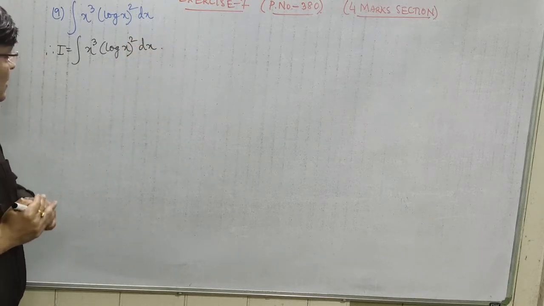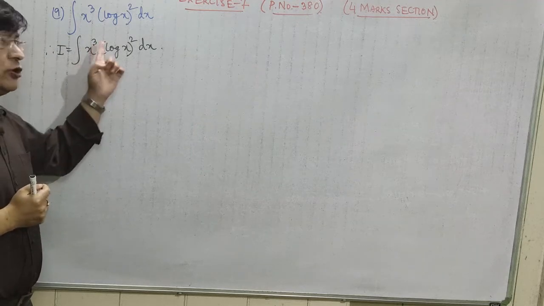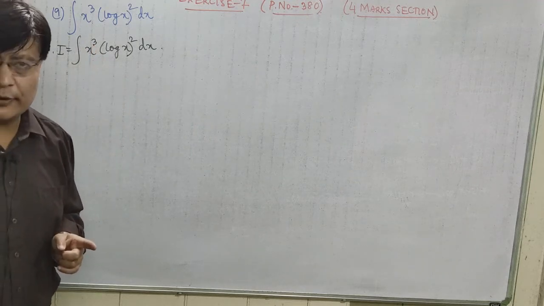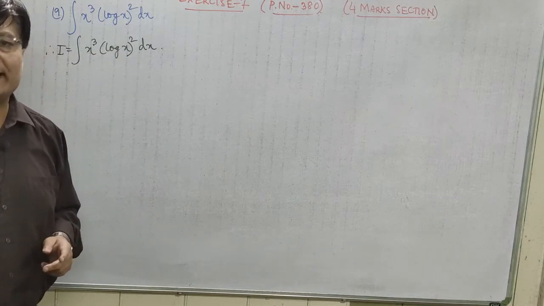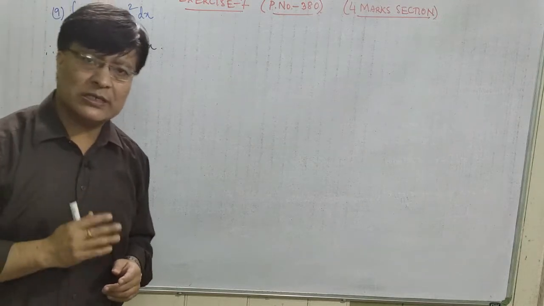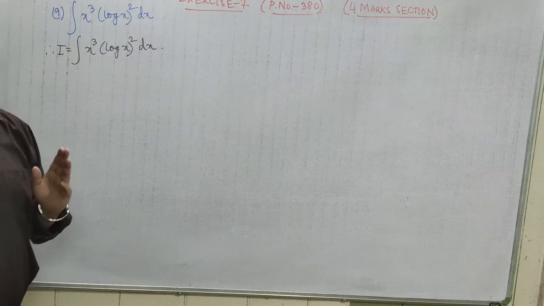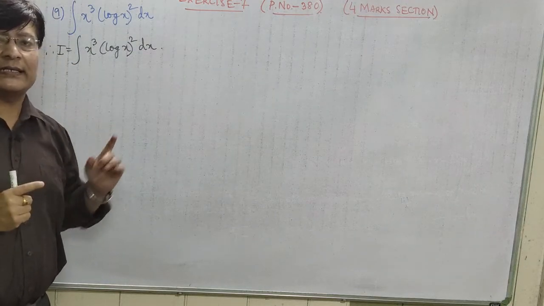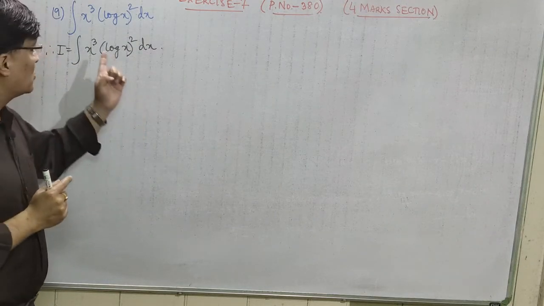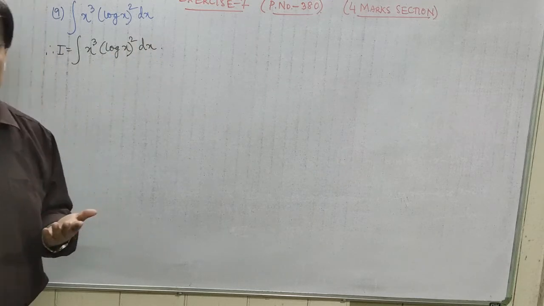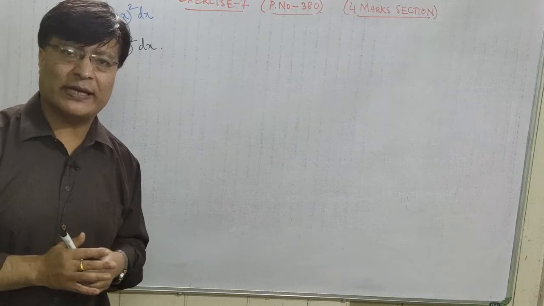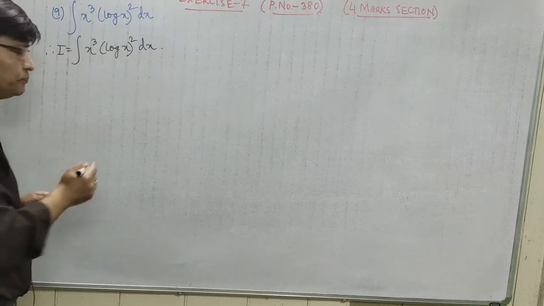Okay. So in this case, x cube is algebraic function, that is your A, and log x whole square is your logarithmic function, that is L. So in the word LIATE, which letter comes first? L comes first. So log x whole square is the first function and x cube algebraic function is the second function. So you can use integration by parts here.